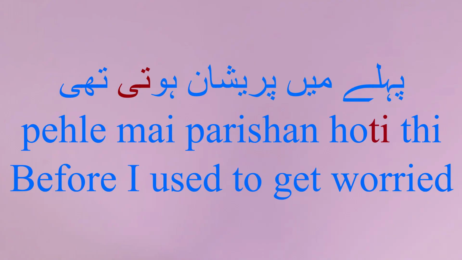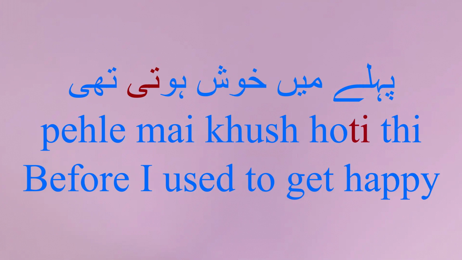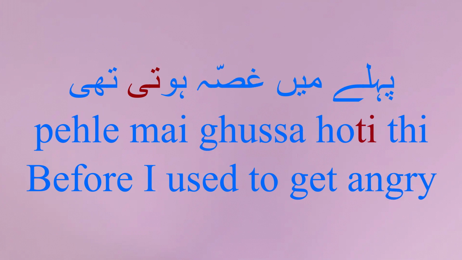Now let's see the last tense, which is the past habitual tense, the action that is repeated in the past. पहले मैं परेशान होती थी, I used to get worried. मैं खुश होती थी. पहले मैं गुस्सा होती थी. I used to get angry.